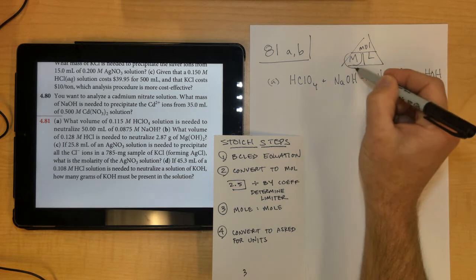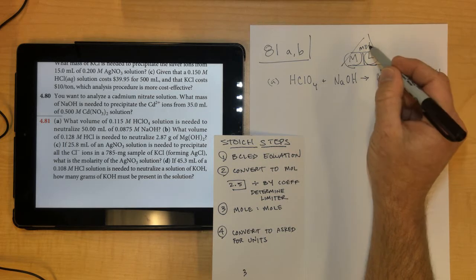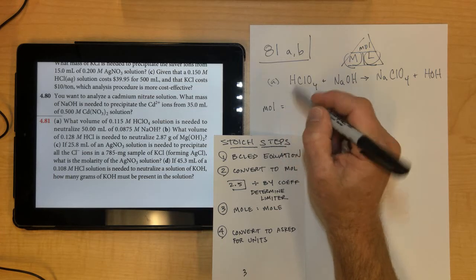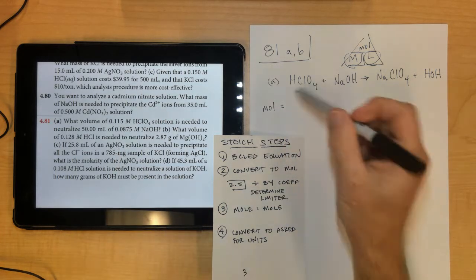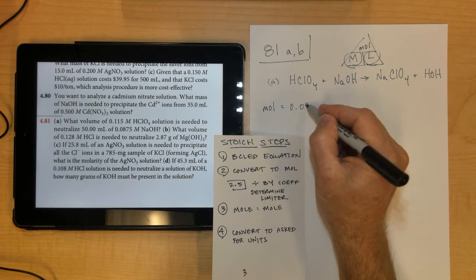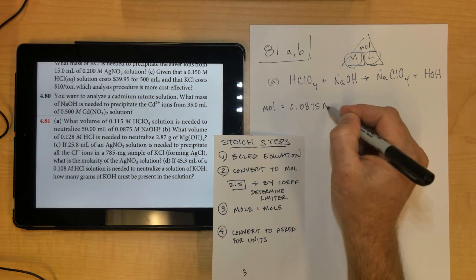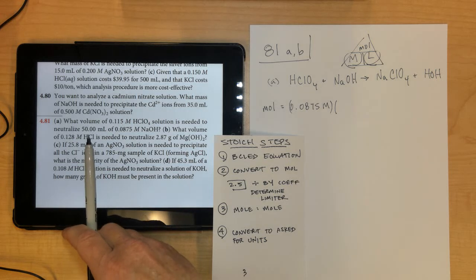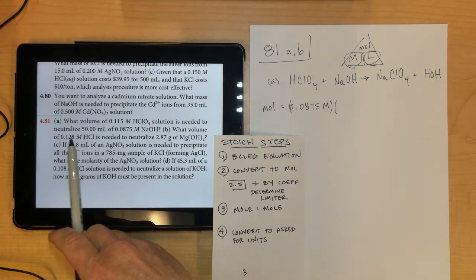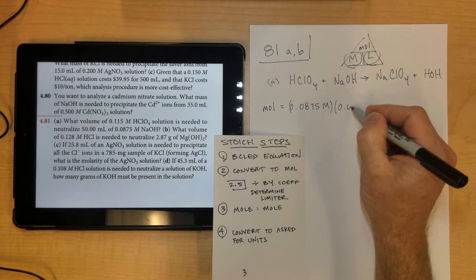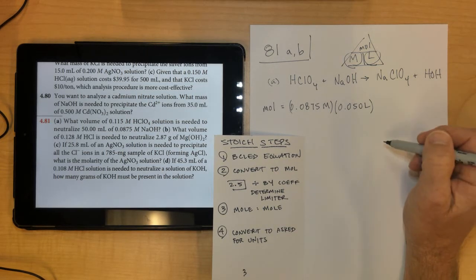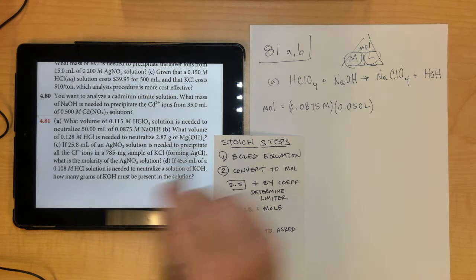if I know the molarity and if I know the volume, then I can find the moles. So step number 2, the moles are equal to the molarity, 0.0875 molarity, times the liters, and make sure you go from milliliters to liters by going 3 to the left. So 1, 2, 3, so 0.050 liters. Multiply those 2 together, and that will give me my moles of NaOH solution.